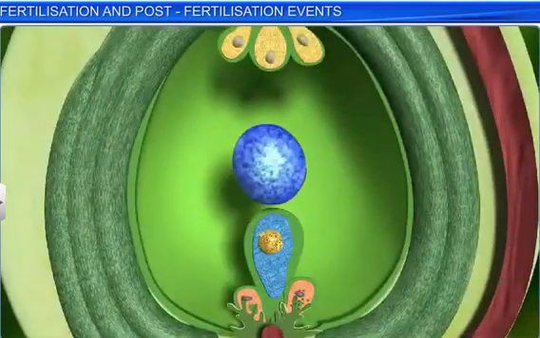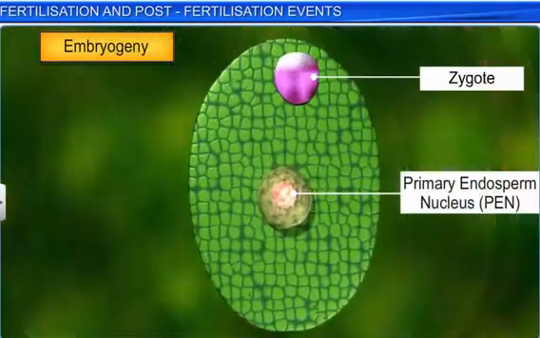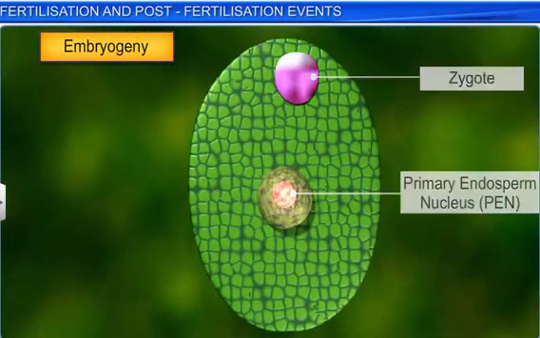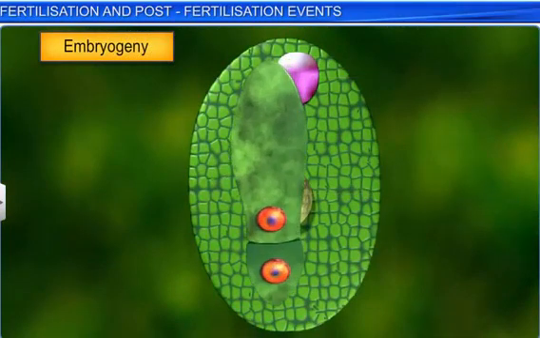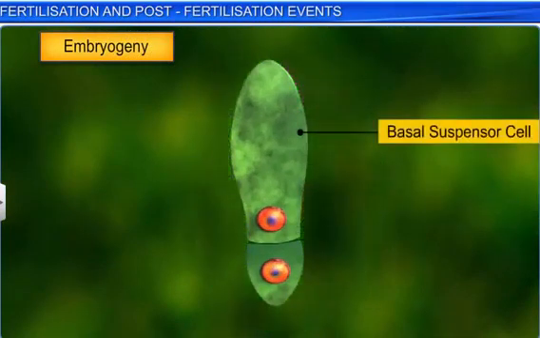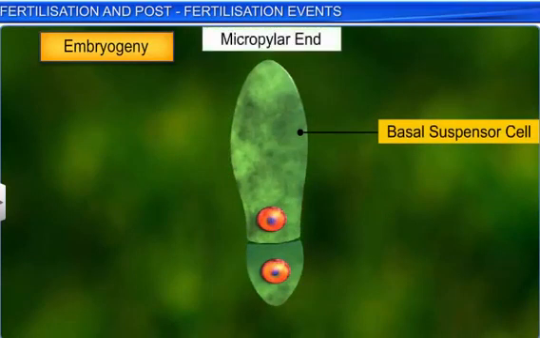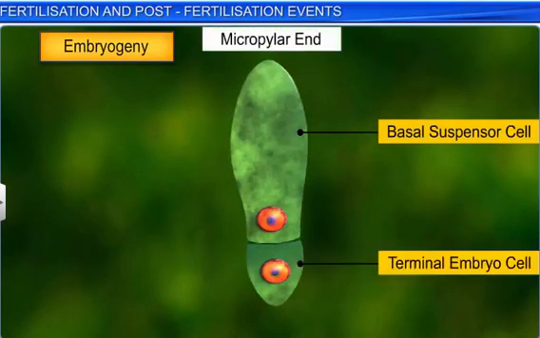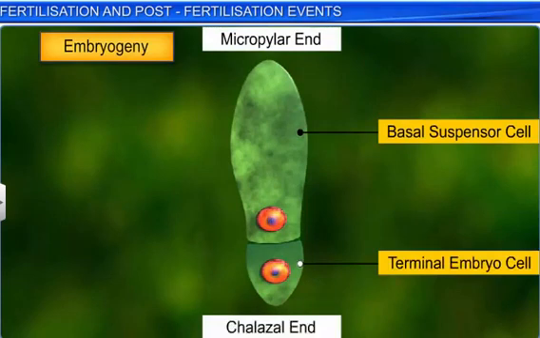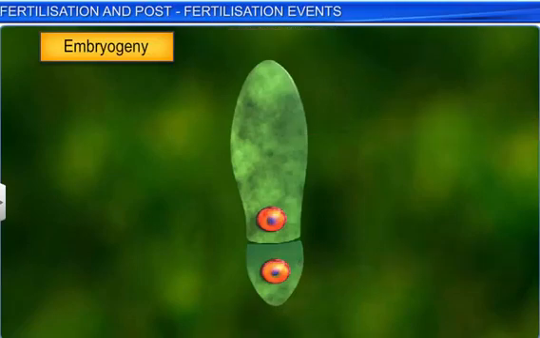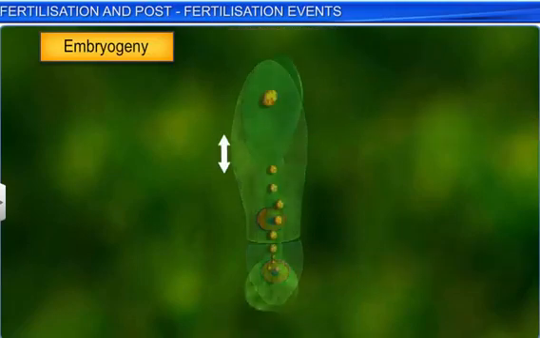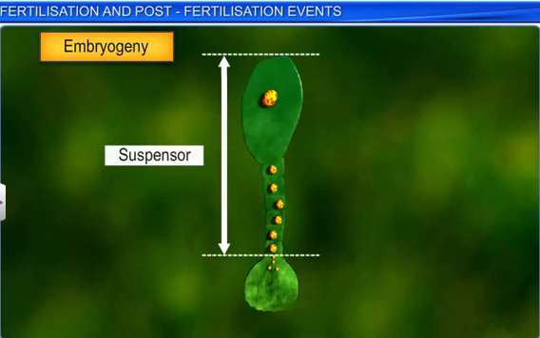Studies by botanists have revealed that during early embryogeny, the zygote divides into two cells: the basal suspensor cell towards the micropylar end and a terminal embryo cell towards the chalazial end. The basal suspensor cell further undergoes mitotic divisions and forms 4 to 8 cells, which push the terminal embryo cell into the tissue of the endosperm to allow it to derive nourishment.